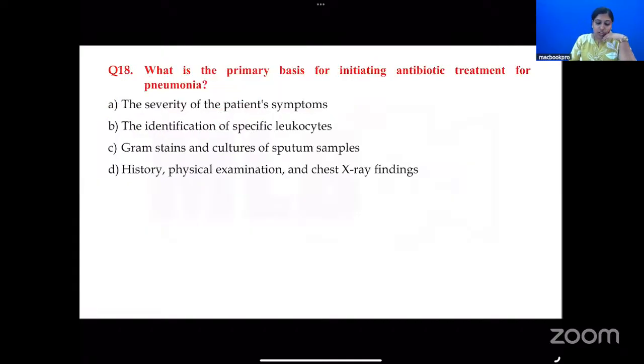So next question. What is the primary basis for initiating antibiotic treatment for pneumonia? This is our application-based question. What is the primary basis for initiating an antibiotic treatment for pneumonia? Now answer in the chat box.